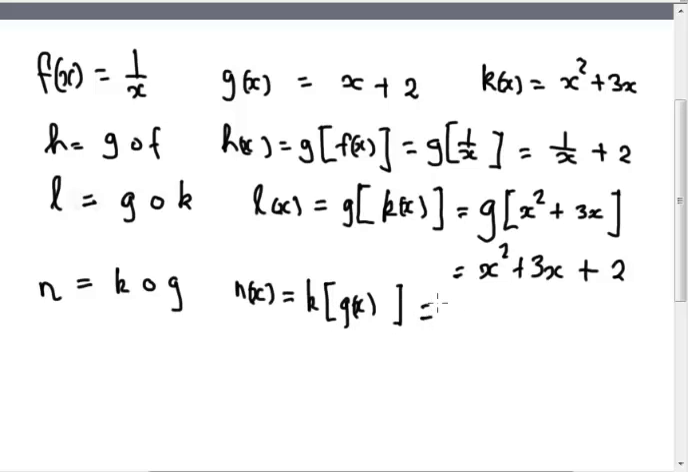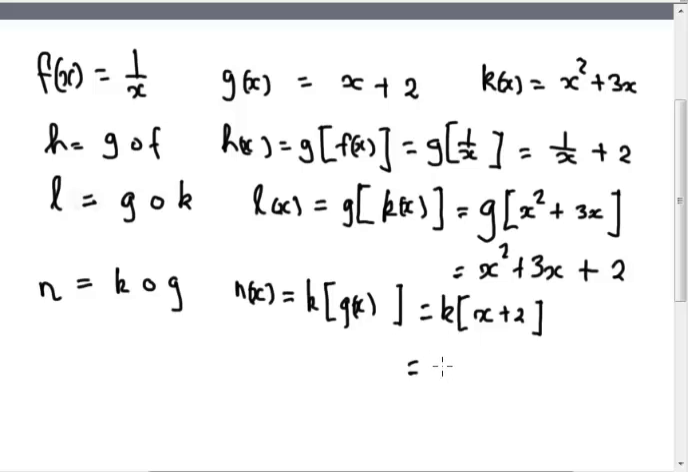Then next it will be k. What will be the argument of k now? X plus 2. Then what does k do to its argument? You must be able to talk that back to yourself. K squares its argument, multiplies its argument by 3, and adds the two results, isn't it?